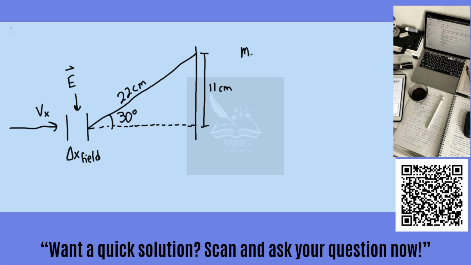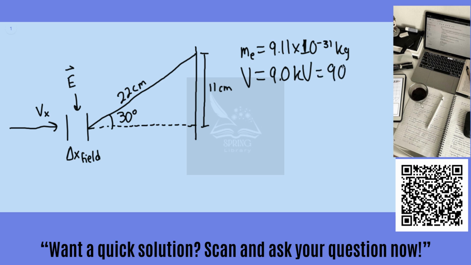We have some givens. So the mass of an electron is 9.11 times 10 to the negative 31st kilograms. We have the accelerating potential of 9 kilovolts, or 9,000 volts.